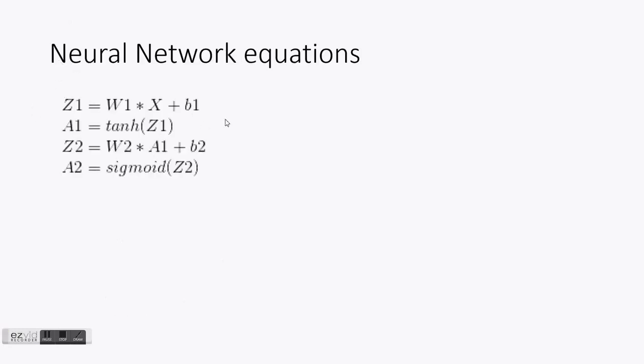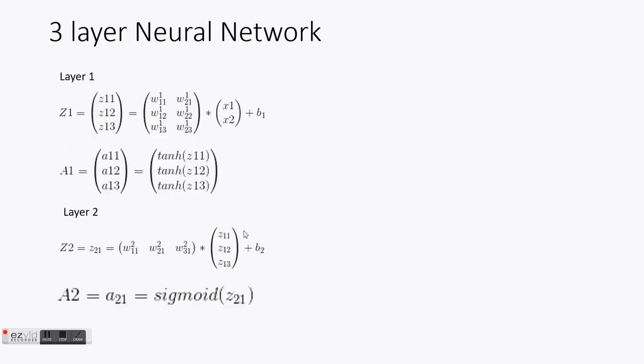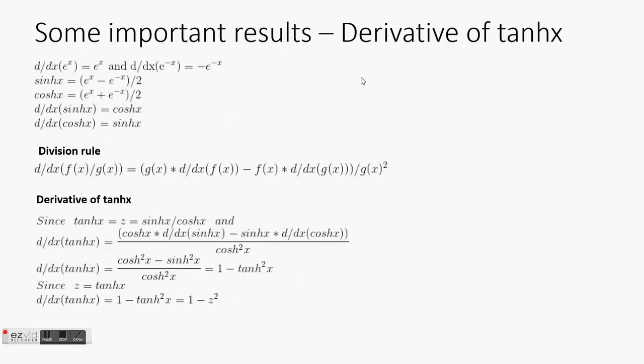So we can rewrite this in matrix form as Z1 is equal to W1 into X plus B1, where W1 is the weight matrix and X is the features. Actually you have M training samples, but I'm just taking it as 1, which is represented as X, and A1 is tanh of Z1, and Z2 is W2 A1 plus B2, and A2 is equal to sigmoid of Z2. Basically I'm just rewriting these equations here.